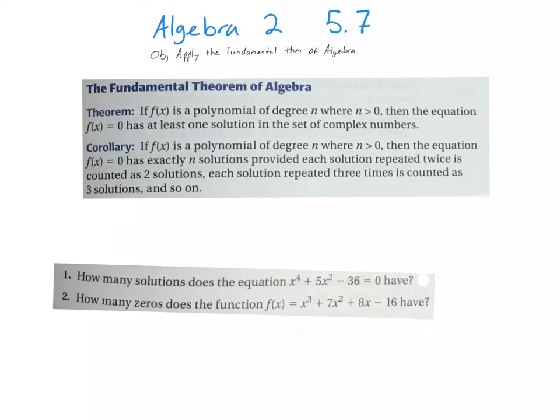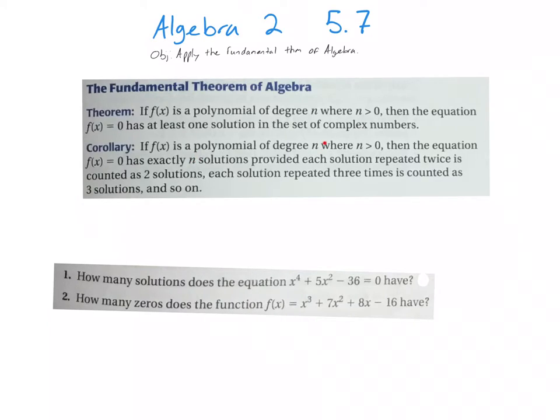And the corollary, and this is one that's used more than the theorem, is if f of x is a polynomial of degree n where n is bigger than 0, then the equation f of x equals 0 has exactly n solutions, provided each solution repeated twice is counted as 2 solutions, each solution repeated 3 times is counted as 3 solutions, and so on.